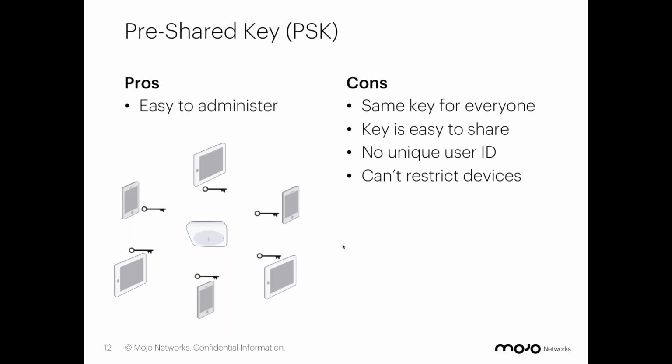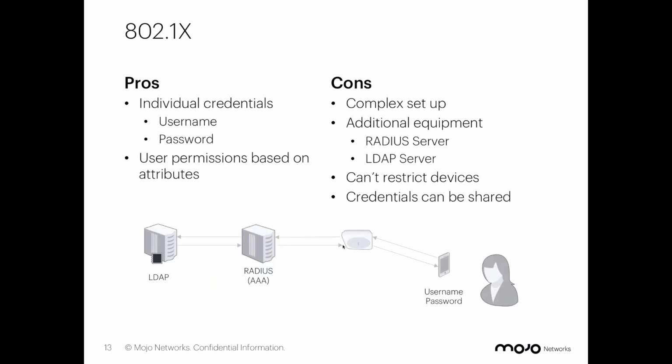802.1x is more secure, but there's more overhead with it. Each user has individual credentials. They have a username and password. And then you can actually give permissions based on those credentials. Based on the RADIUS server, they can provide some attributes to those users to give them credentials.